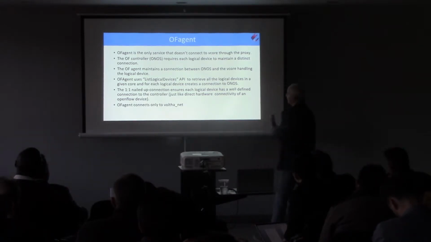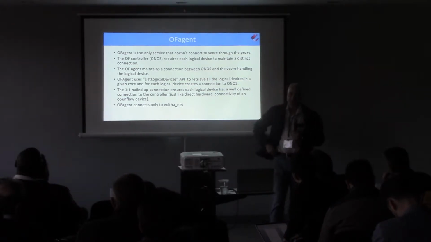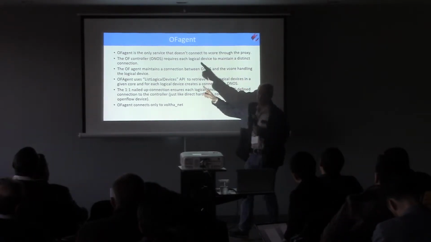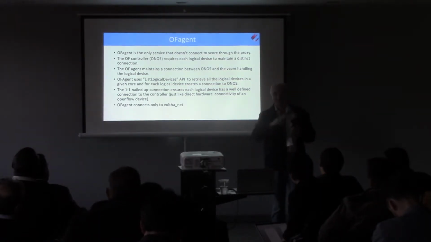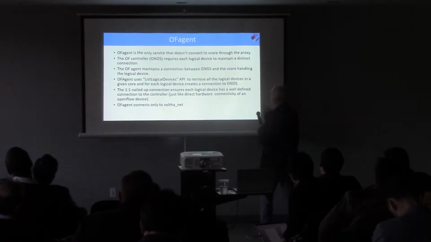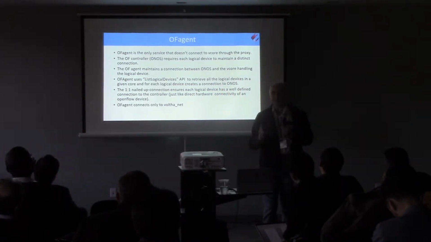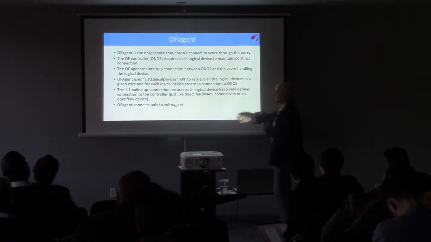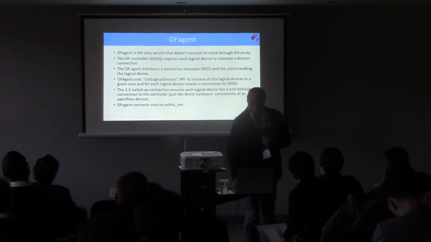So ONOS requires each logical device to maintain one distinct connection with it, just like any OpenFlow device. So the OF agent maintains a connection between ONOS and the vCore handling the logical device. As you saw earlier, the proxy is actually doing a round robin, so the devices are spread across all the vCores. So what the OF agent does is maintain a nailed-up connection to the core that's managing the device, and then a nailed-up connection to ONOS for the OpenFlow packets to flow. And finally, it connects only to VolthaNet.